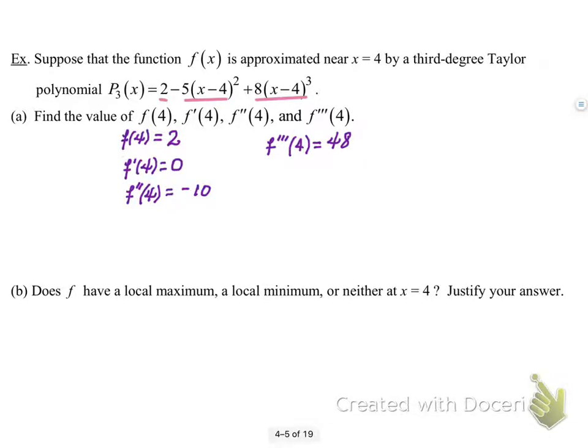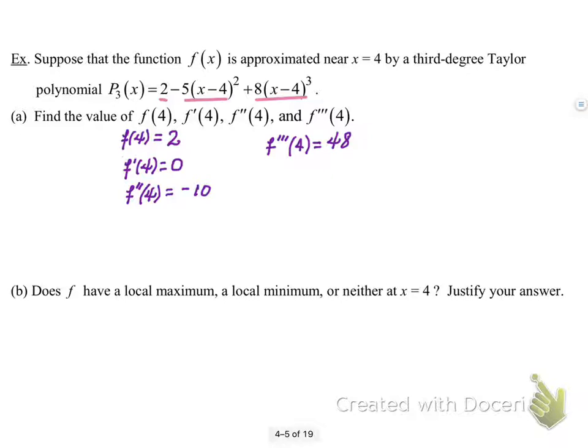Okay, when you look at f of 4, you should just have 2 because the other 2 pieces zero out. When you take the first derivative, everything zeroes out. At the second derivative, you should get negative 10. Double check and make sure you understand how I got that. And the third derivative at 4 is going to be 48. Again, double check my math. I actually know I did it right for a change, but double check and see if you can follow along there.